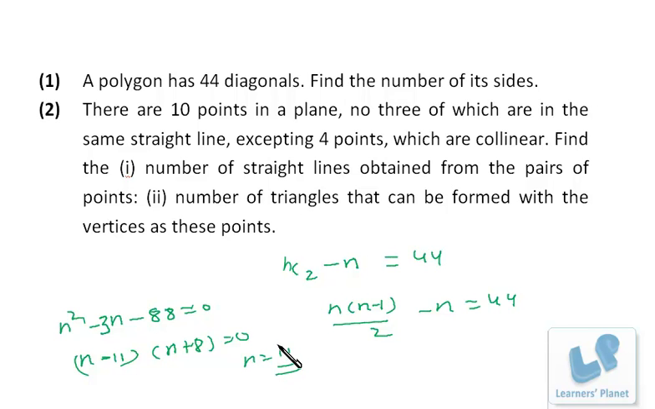If you are having options available with you, just put the value of n from the options, that is 11C2. So 11C2 is what? 11 into 10 by 2, that is 55. 55 minus 11 is 44. So 11 is the correct answer. So this is how we calculated the number of diagonals in the previous session, and here I have shown you once again. Now similarly, take up the next problem.